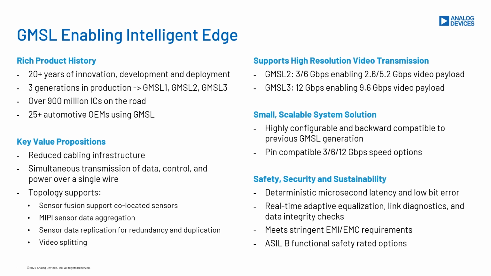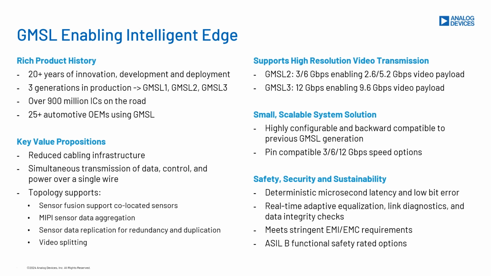GMSL2 devices modulate at 3 or 6 gigabit per second data rate and can support video payload up to 2.6 gigabit per second or 5.2 gigabit per second. They are often paired with sensors up to 8 megapixels or 4K or less displays. GMSL3 devices modulate at 12 gigabit per second data rate and can support video payload of up to 9.6 gigabit per second, and they are usually used with image sensors greater than 8 megapixels or 4K plus displays.